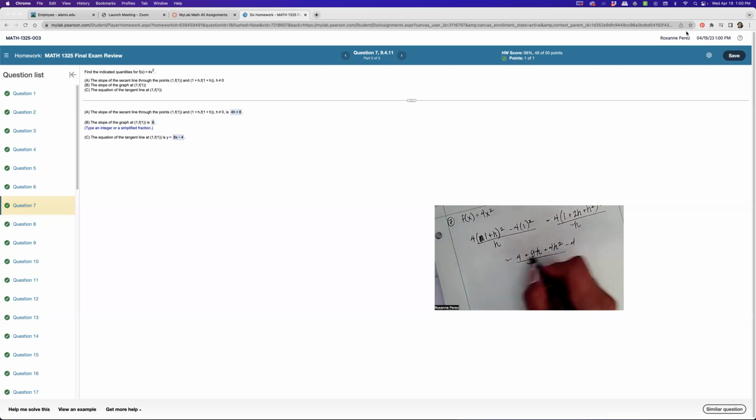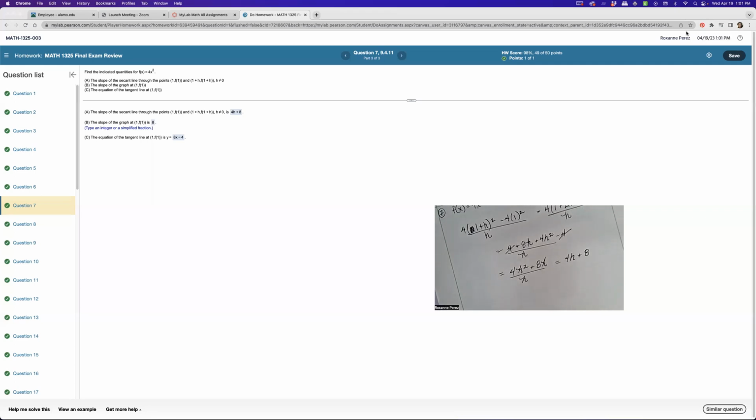And then 4 minus 4, those are going to cancel. So now we're left with 4h squared plus 8h divided by h. We're going to reduce each term. So this is going to leave us with 4h plus 8.